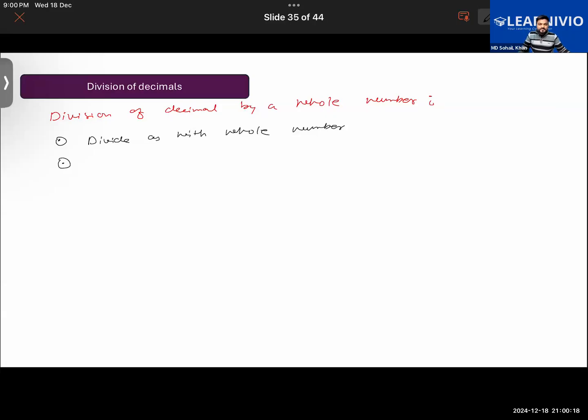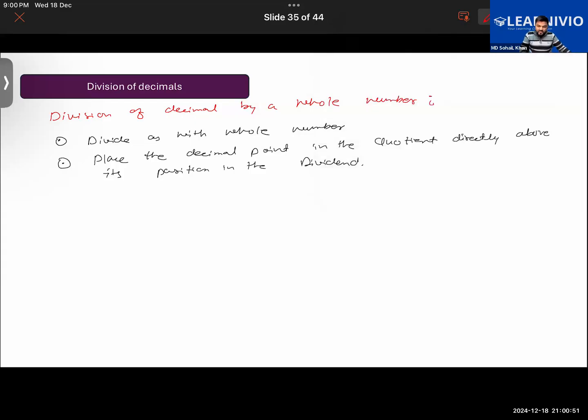Further mention that place the decimal point in the quotient directly above its position in the dividend. Dividend, divisor, quotient, and remainder. I suppose you already know these terms, right? Consider one example.